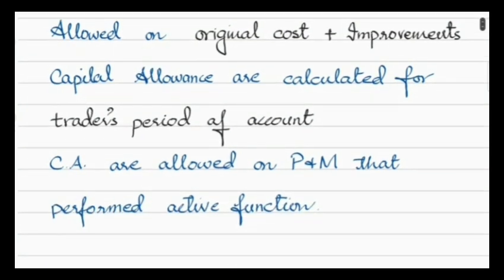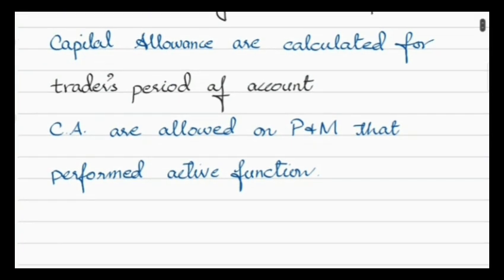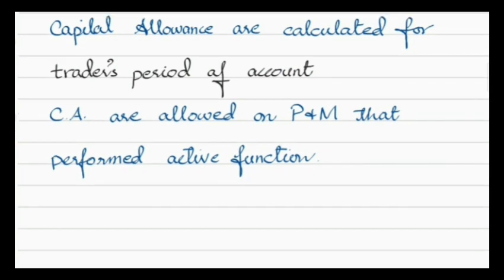Capital allowances are calculated for the trader's period of account. Capital allowances are allowed on plant and machinery that perform an active function. Means assets with which the business is carried on, not the setting in which the business is carried on.